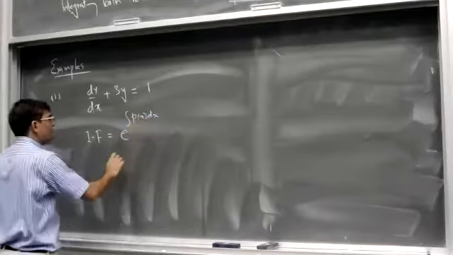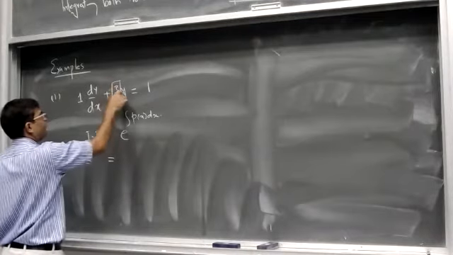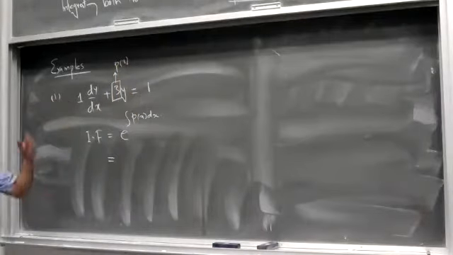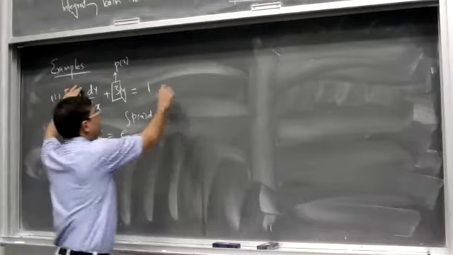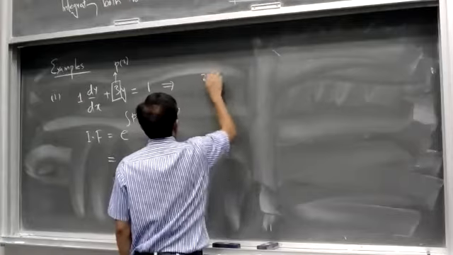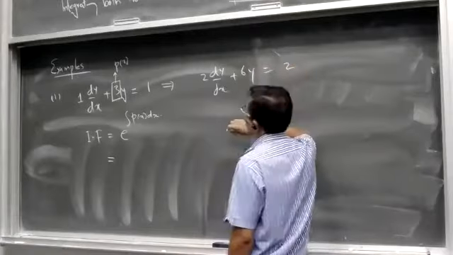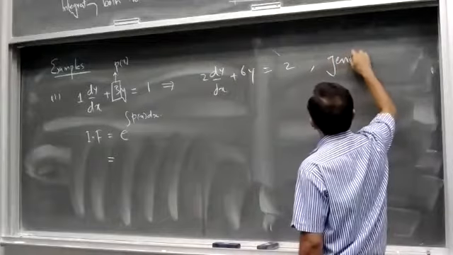Now, what is p of x here? The coefficient of this term should be 1. Then the coefficient of y is what? It is your p of x, okay? And the right hand side is your q of x. In case we have a differential equation like 2 dy by dx plus 6y is equal to 2, then this is the general form of the first order linear ODE.